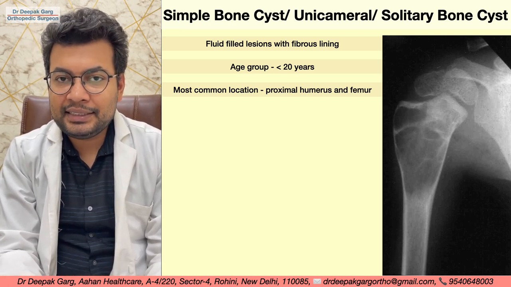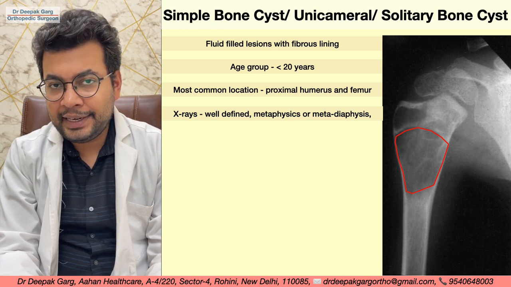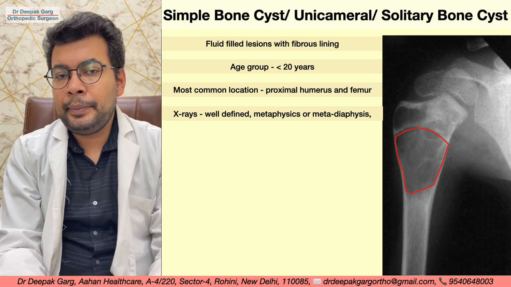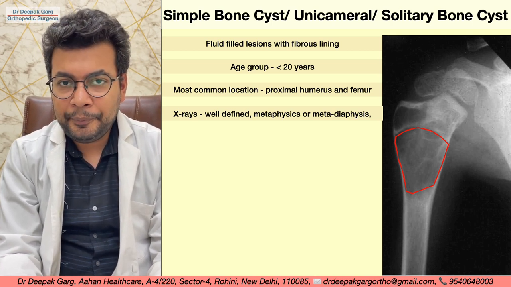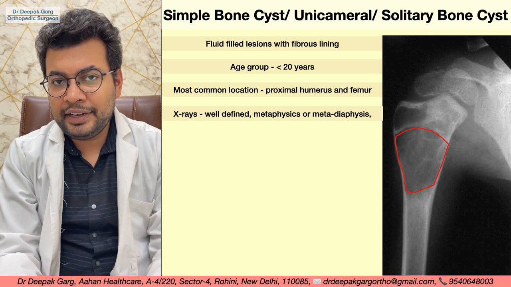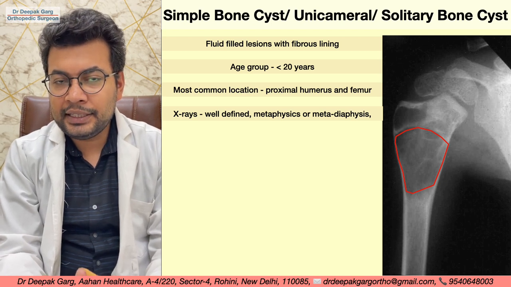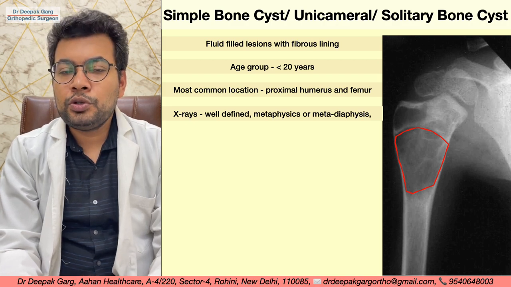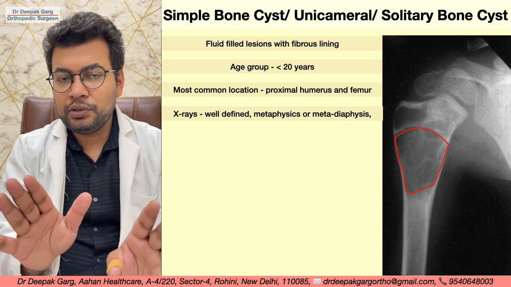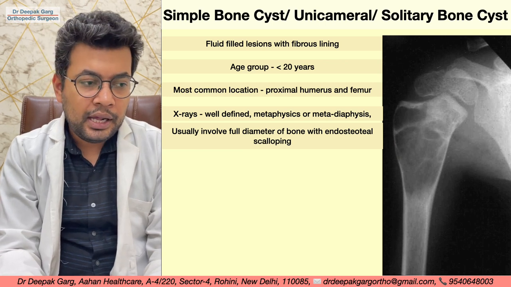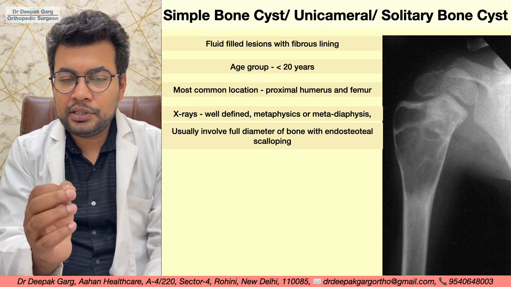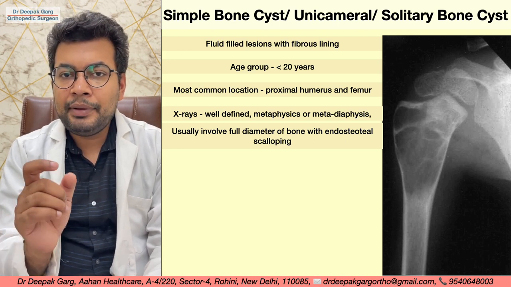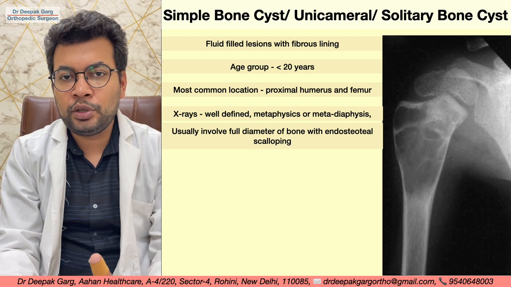If we look at the x-rays, it will show us an immature skeleton with a well-defined lytic lesion in the metaphysis or metadiaphyseal area. It will usually not have any periosteal reaction and it will not involve the epiphysis. It will usually involve the whole diameter of the bone and can show cortical scalloping, that means thinning of the cortex. Because of the thinning, there are higher chances of pathological fracture.